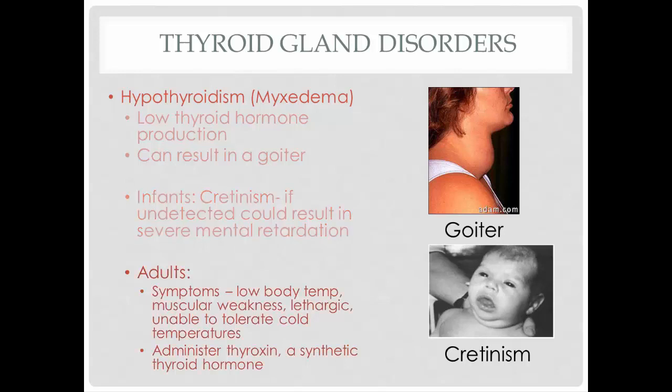The adults that have hypothyroidism show symptoms like low body temperature, muscle weakness, lethargy, unable to tolerate cold temperatures, those types of things. Remember, thyroid hormone is all about raising your metabolic rates, producing heat. So they're not producing much heat. So a lot of these things of low body temperature, weakness, lethargy, just a blah feeling, and of course can't handle the cold because you're not producing heat yourself.